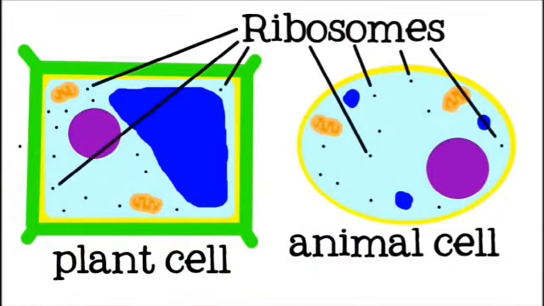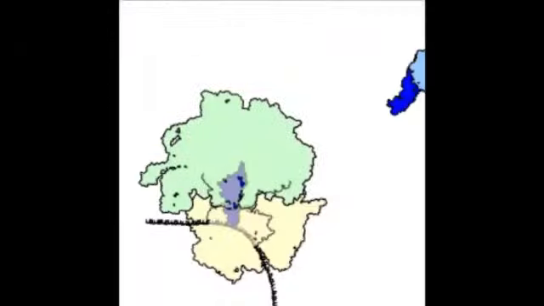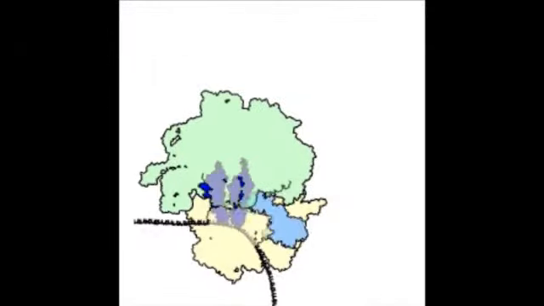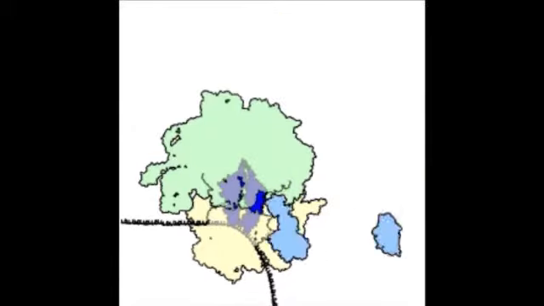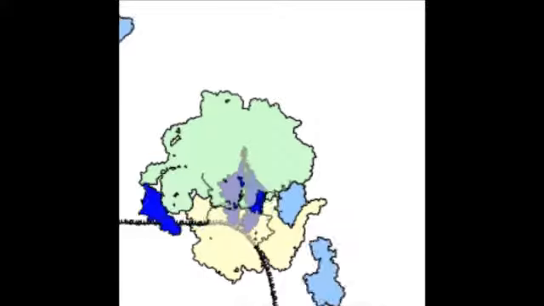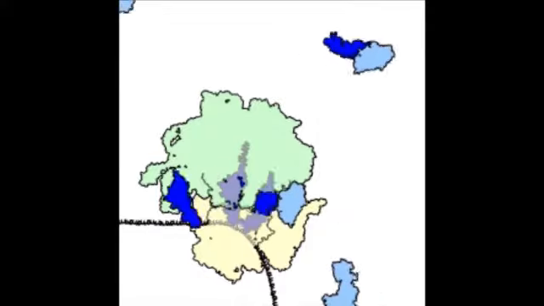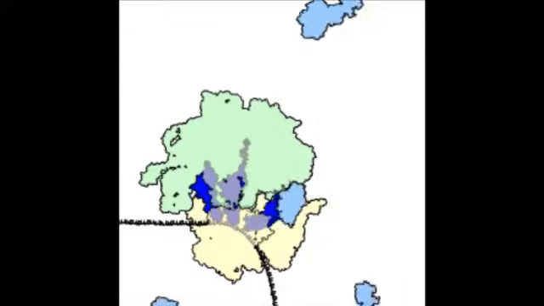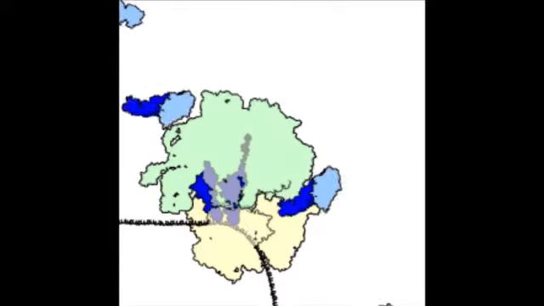Ribosomes look like tiny balls but work like tiny factories. They synthesize protein for the cell. The cell uses this protein for repair, damage, and growth. Some ribosomes float free in the cytoplasm while some are attached to the endoplasmic reticulum, known as the rough endoplasmic reticulum.